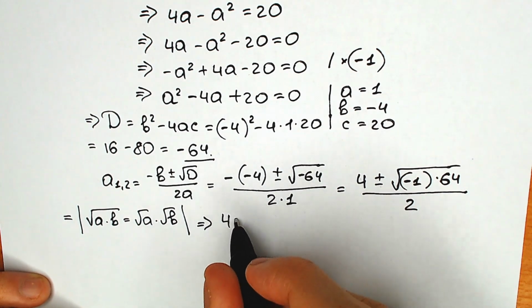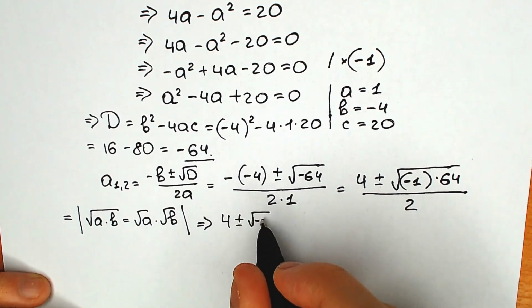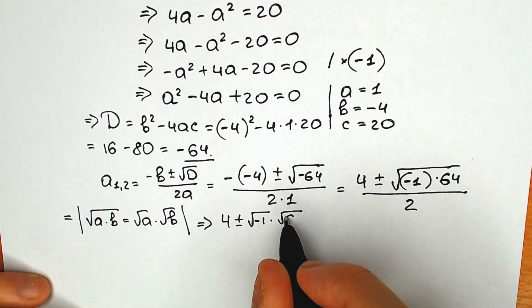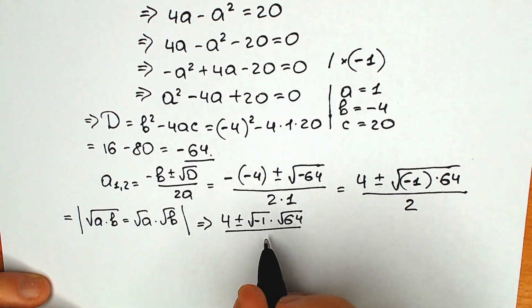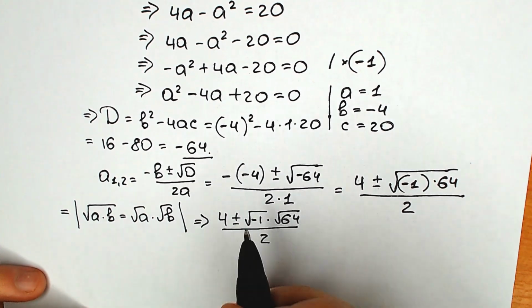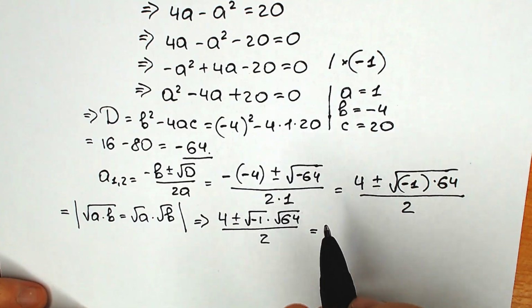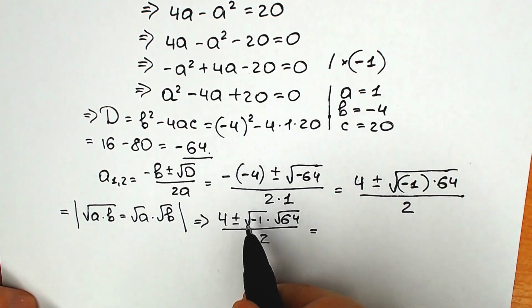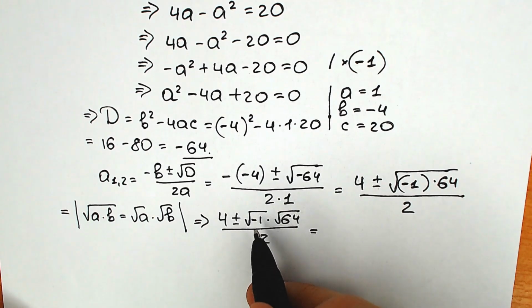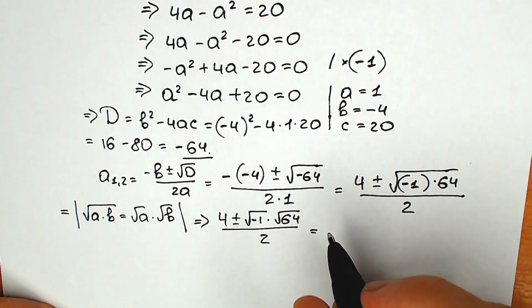And we have 4 plus minus square root of minus 1 times square root of 64, and we divide it by 2. Right now, square root of minus 1 is equal to i. This is a complex unit. We can't find it in terms of real numbers, because the expression inside this square root needs to be positive. We have a negative, so right now we're going to consider it as a complex root.